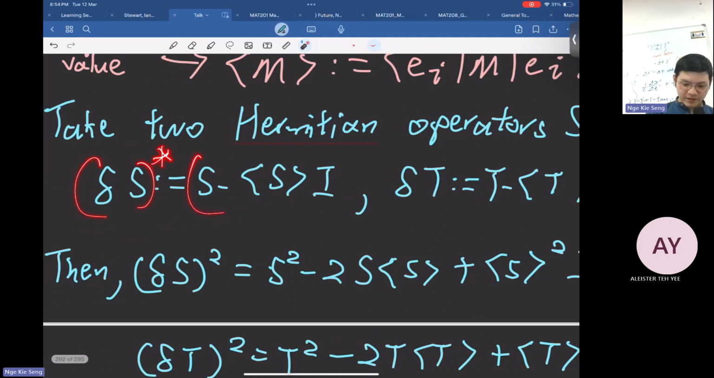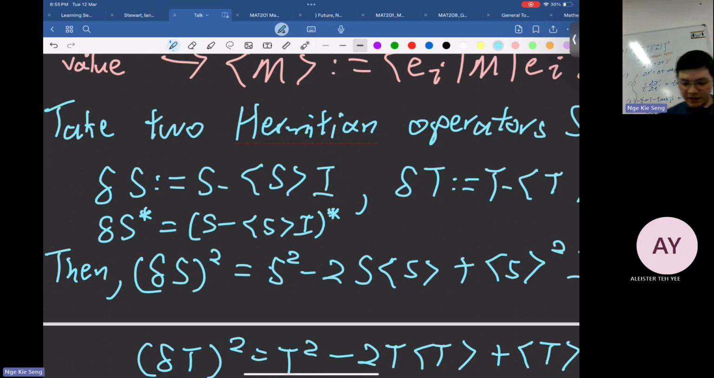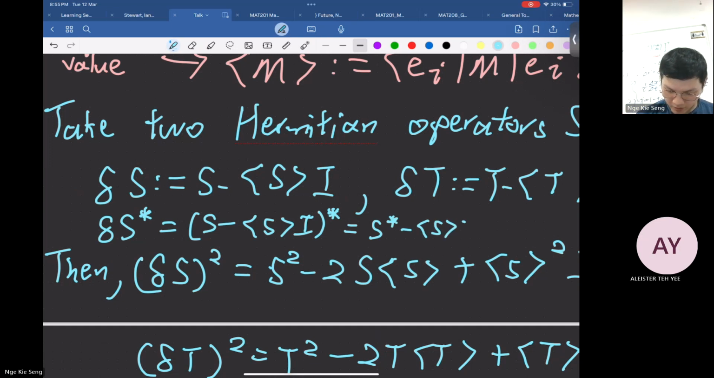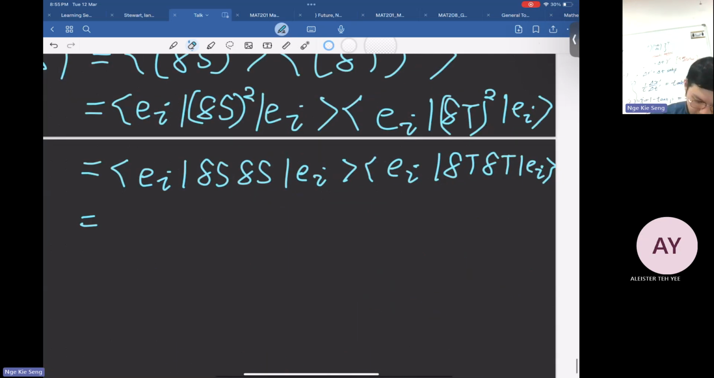If I put a star here, what is delta X star? You can check that this adjoint operator is linear, so you can bring it in. I know S star equals X, so I go back to X, and I star is just I. You might say I need to take the conjugate of this expected value, but if it is Hermitian, then all the eigenvalues are real, and so the expected value is just itself. Meaning delta S is also Hermitian. So I can rewrite this equation here.